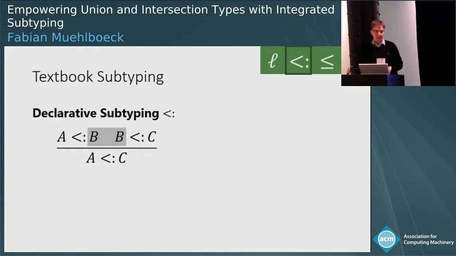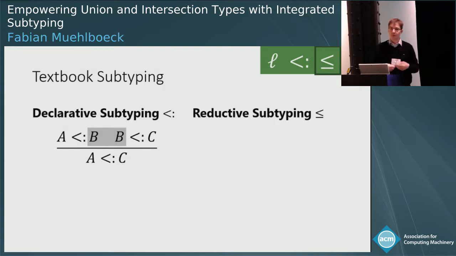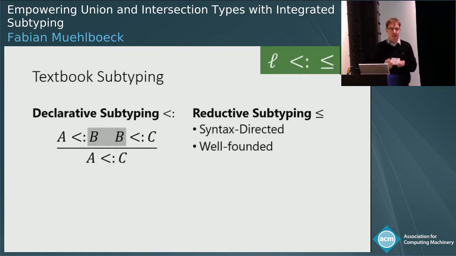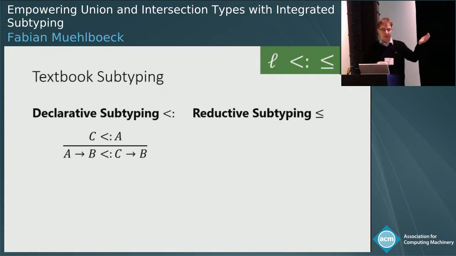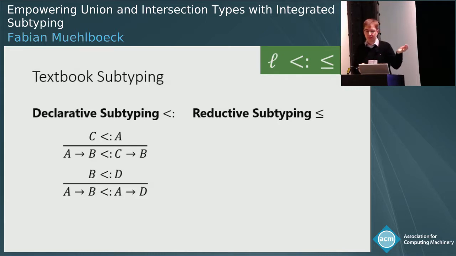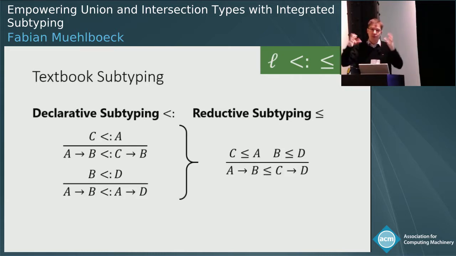So the standard approach to solve this is to come up with a separate set of rules, which we call reductive subtyping rules, that do not feature transitivity and rather have a similar set of all the other rules that are modified to bake in transitivity. Those rules are supposed to be syntax directed and well-founded to specify a subtyping algorithm. So for example, you might specify subtyping for functions as being contravariant in the argument type and covariant in the return type. But for reductive subtyping, you need to merge these two concepts into one rule in order to bake transitivity into the rule.